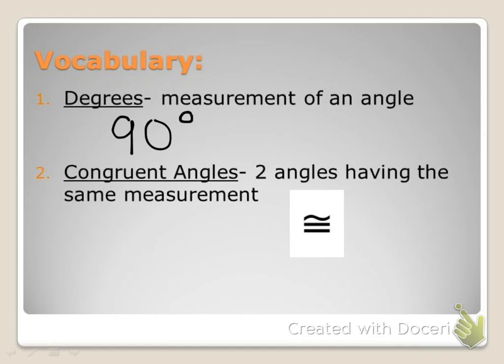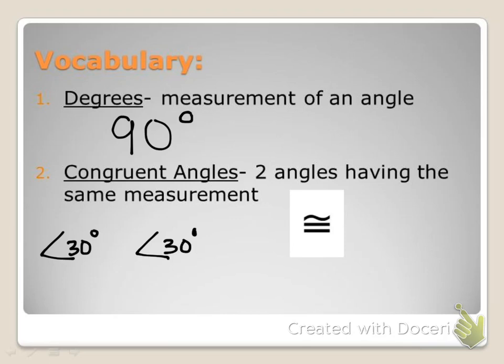Now, congruent angles are two angles that have the same measure. So let's say I have a 30-degree angle and a 30-degree angle. We would call those congruent angles. Congruent angles have the same measure.